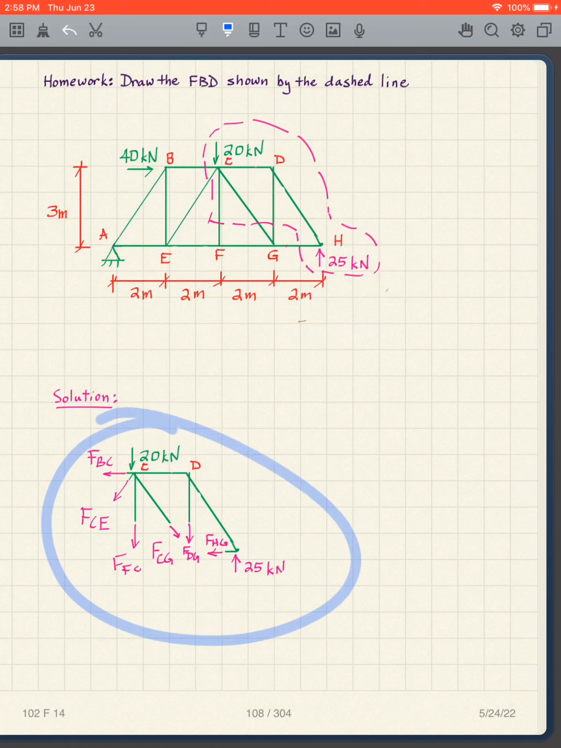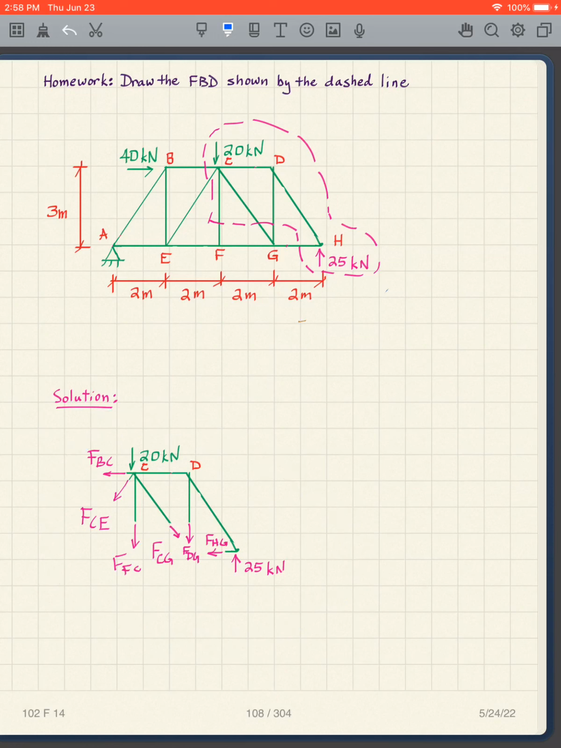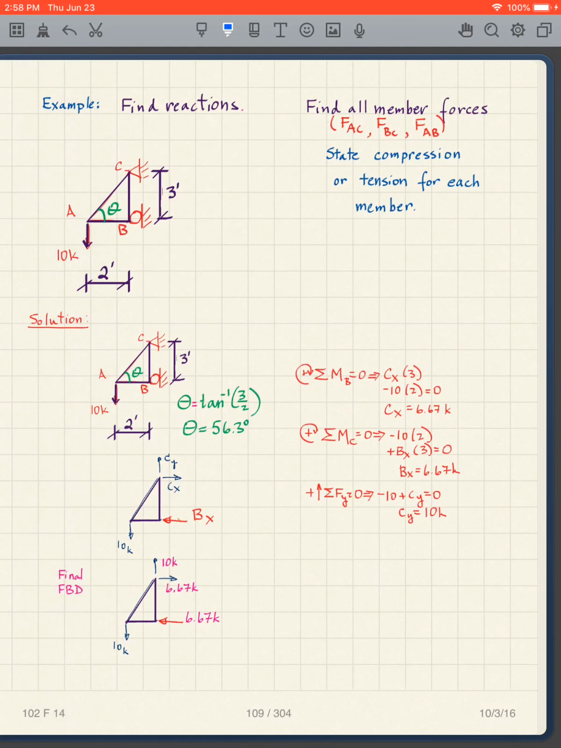Now, there's a lot of unknowns here, so that's not good for us. So we're going to draw different free body diagrams, but the concept is going to be the same. All right, so the first thing, let's do this problem. We're going to start with just simply finding the reaction.